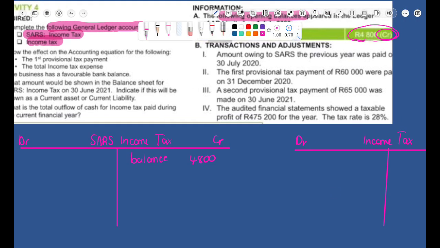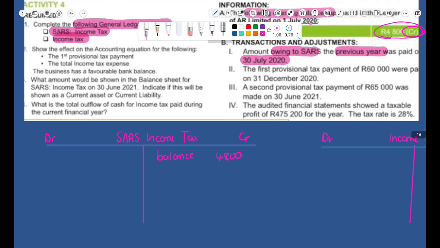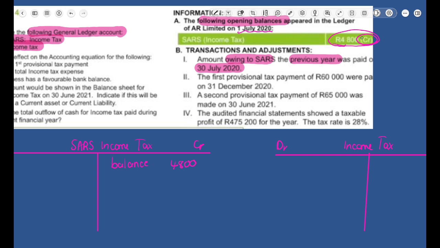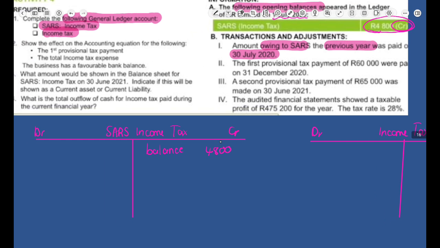Now let's read the transactions and the adjustments. The amount owing to SARS at the end of the previous year was paid on the 30th of July 2020. Remember I told you guys that sometimes you can owe SARS or sometimes SARS owes you. In this case, last year we were owing SARS 4,800. That's why it's our opening balance in our SARS income tax account. That's how much we owed SARS last year.